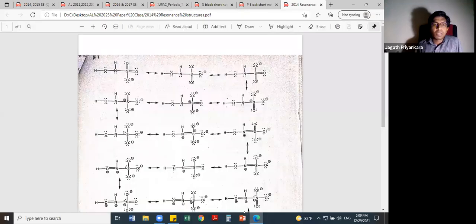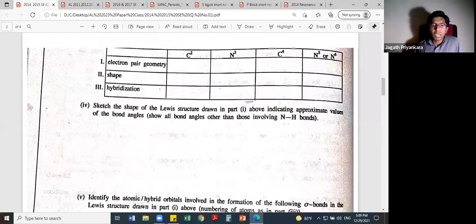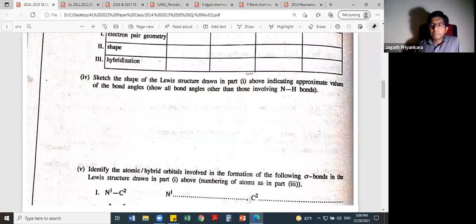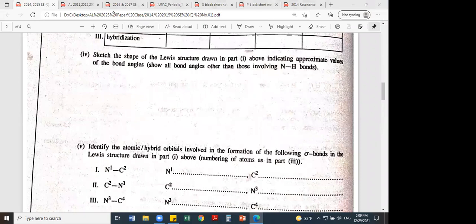You can see the screen now. This is 2014. I think part 4 onwards we have discussed, right? Right. Okay, let's see.